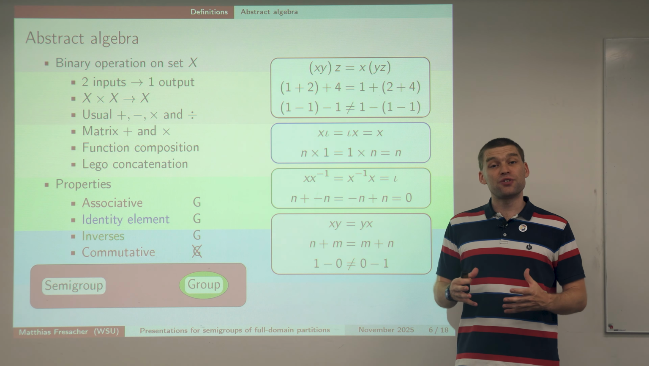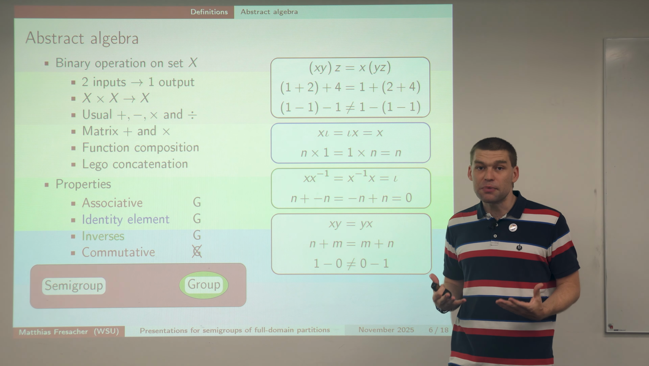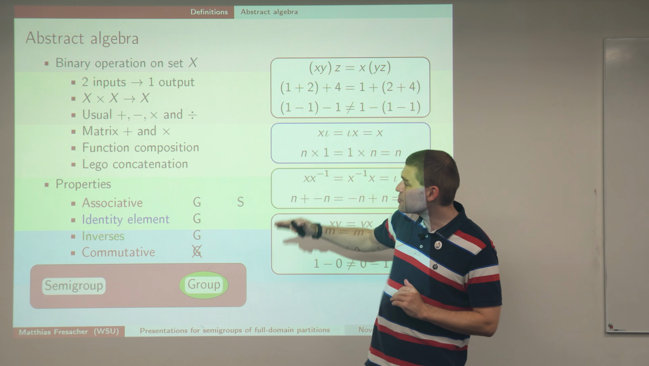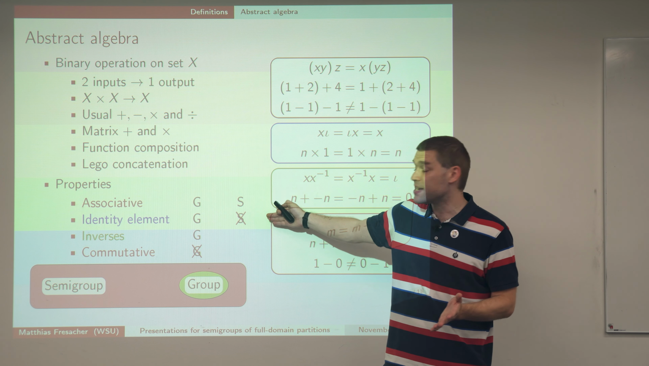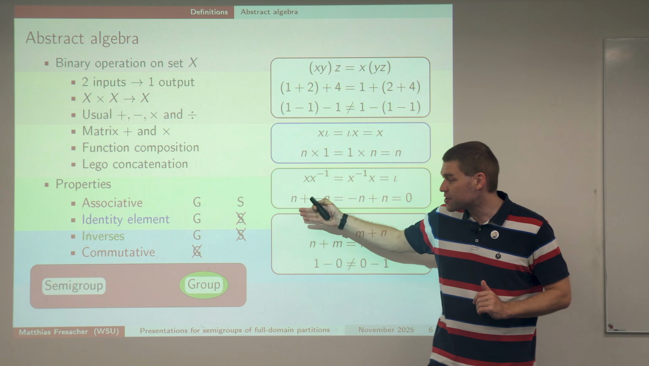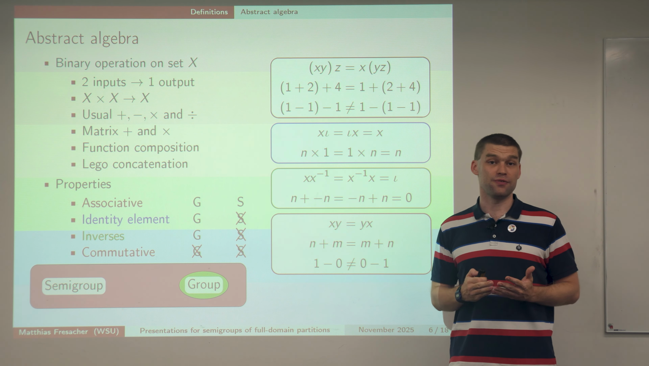A group is a very special instance of a larger object called a semigroup. Semi, half, so it has less structure. So here we still have associativity, but that's basically it. We don't necessarily have an identity element, we don't necessarily have inverses, and we're not necessarily commutative.